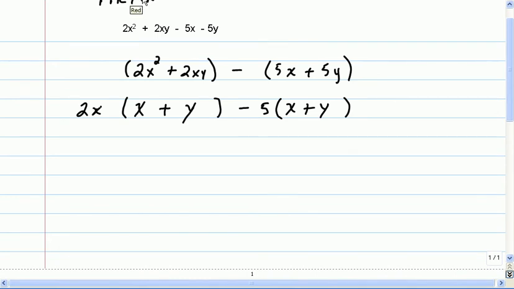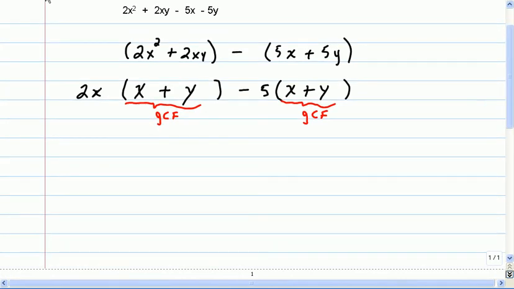Alright, now we take a look at the two terms, 2x times x plus y minus 5 times x plus y, and we can see that x plus y is common to both. So our GCF now is x plus y. And we'll factor out that GCF by, as always, writing down the GCF times something.